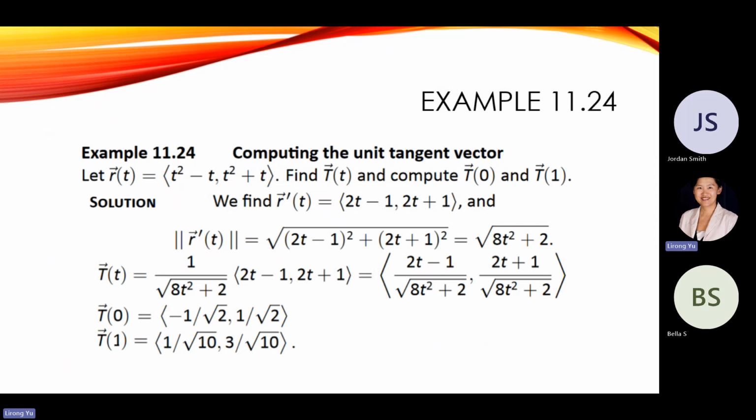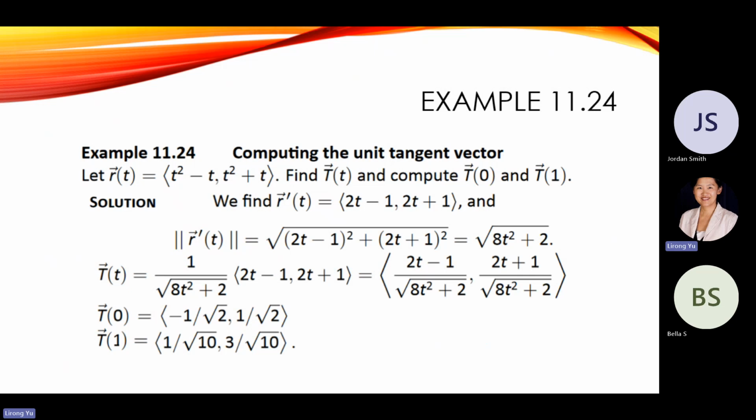The derivative of t squared minus t is 2t minus 1. The derivative of t squared plus 1 is 2t plus 1. Okay, after finding the derivative, we have to find the magnitude because we are going to take r prime divided by the magnitude of r prime. The magnitude is the first component squared plus the second component squared.